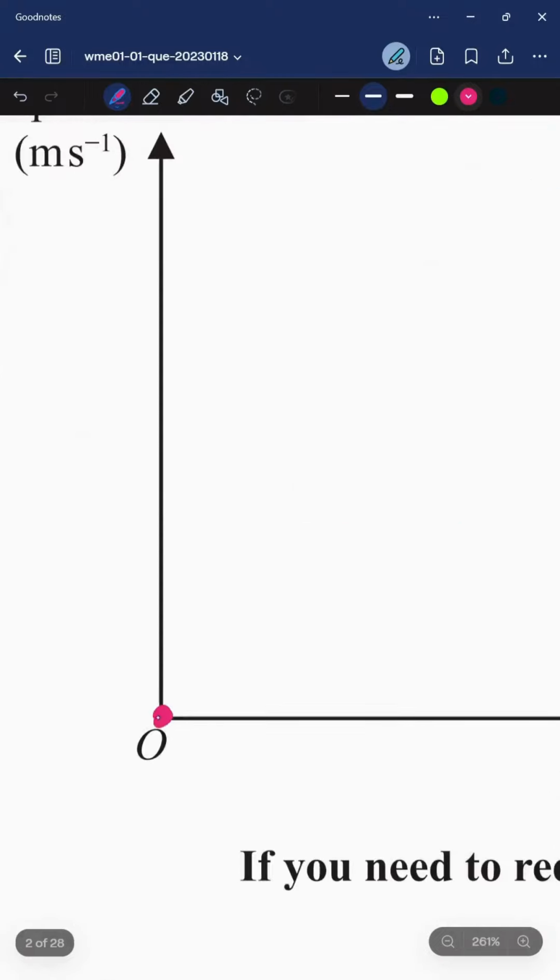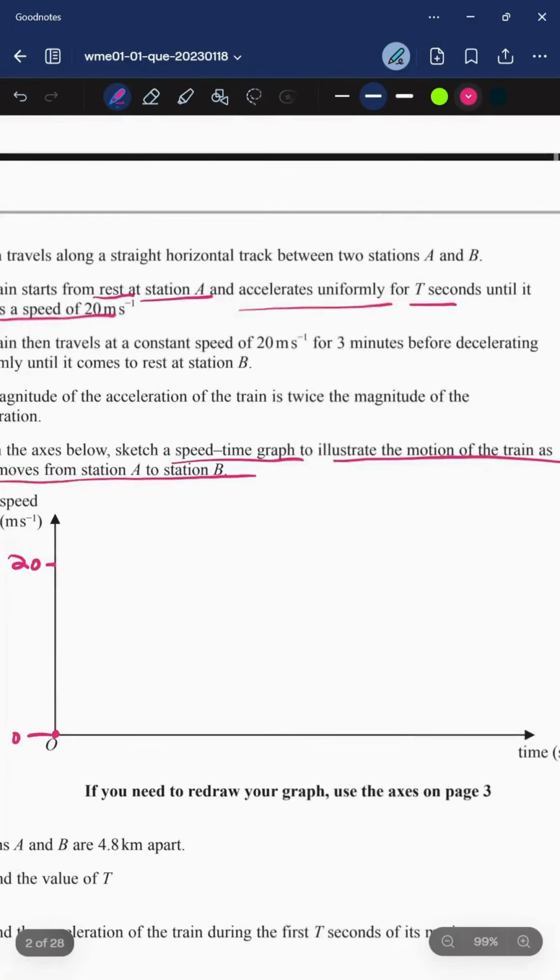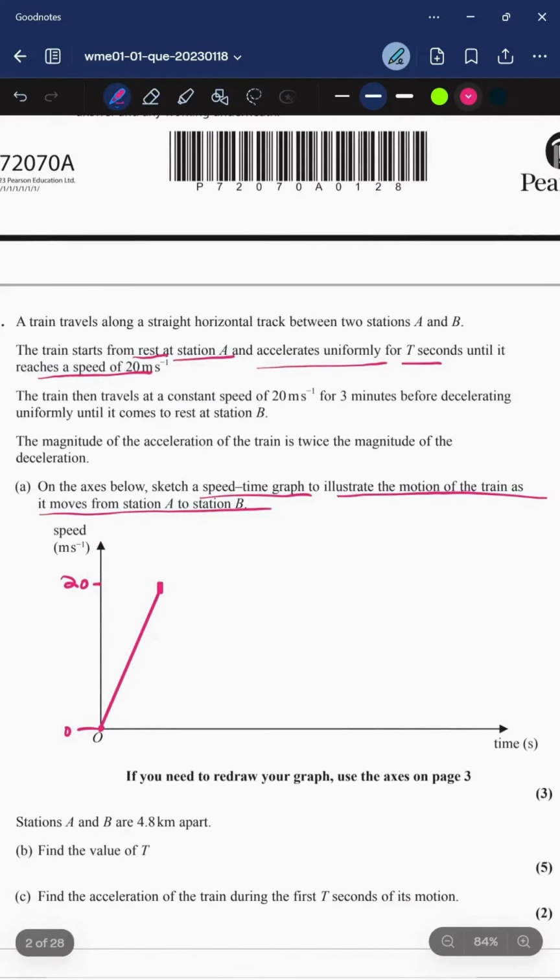So its initial speed is 0 and its final speed is 20, and it accelerates uniformly, which means it's going to be a straight line, and it should be a much steeper line. All right, and that's how it accelerates to 20.